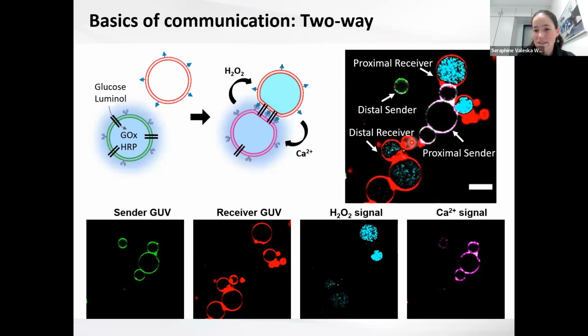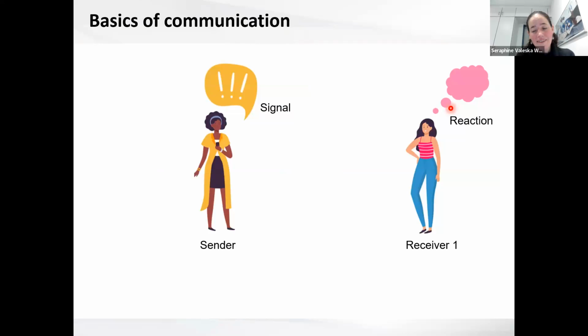So here you can see that only sender and receivers that are in close proximity have this two-way conversation, which is visible by the hydrogen peroxide sensor shown in cyan, and the calcium signal on the sender cell shown in violet. So yeah, I think we have gotten quite far with our synthetic cells in terms of communication.